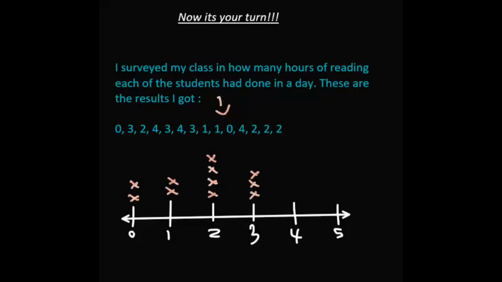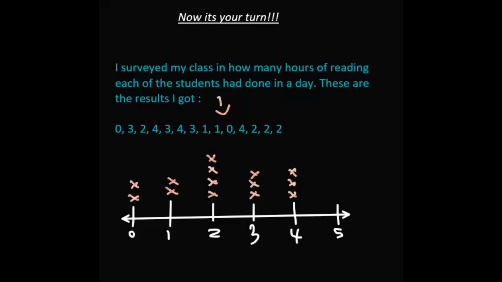So now we have 4 hours. 1, 2, 3, and let's restart. So 1, 2, 3. Yeah. So there's only 3 people who read for 4 hours. Next we have 5 hours. So let's see how many people read for 5 hours. Looks like 0 people read for 5 hours. So we're not going to fill anything in here.